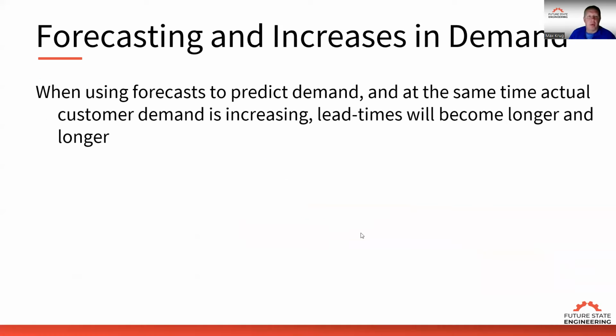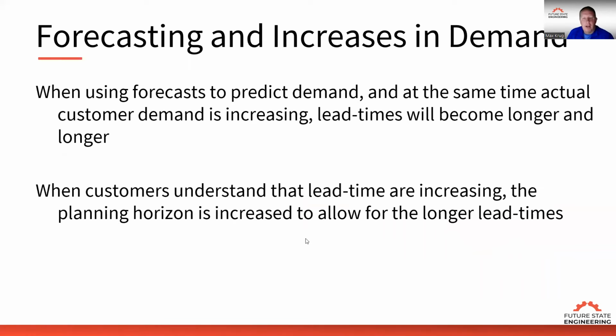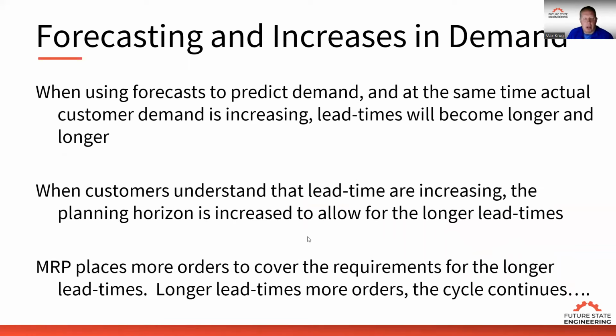So when we look at it, what happens when we have forecasted demand and increases in demand is the lead times become longer and longer, and then of course the planning horizon becomes longer, and then it says, hey, we need to place more orders to cover those longer planning horizons, and then they place more orders, and the cycle just continues, and it gets worse and worse until what point? Until the customer can't accept that long of lead time, and they go find either a substitute product or a competitor that they can buy the product from with a shorter lead time. So you'll actually start losing business because of long lead times.